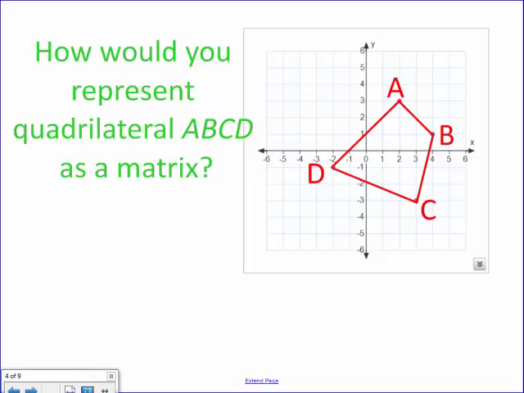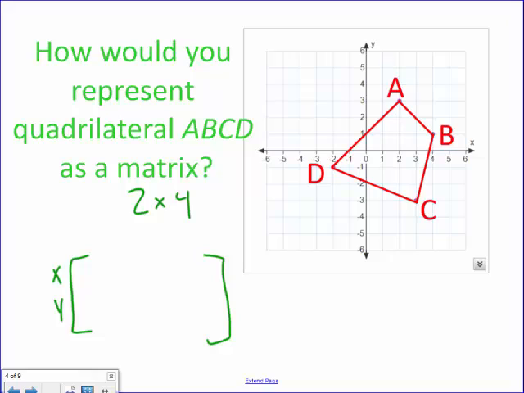So for example, let's say I wanted to represent this quadrilateral with a matrix. Well, what I would do, let's take a look. I have 4 total points. So this is going to be what type of matrix? A 2 by 4, right? Because the 2 is going to represent my x and my y values, and the 4 is going to represent all 4 coordinates. And then would the order matter in this case?